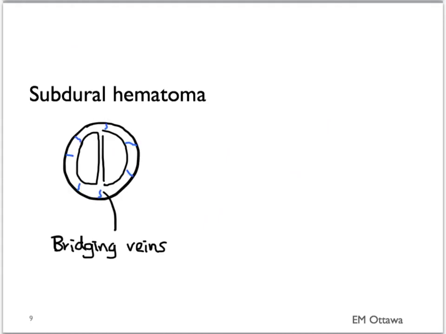Subdural hematomas are bleeding from bridging veins in the dura. When there is rapid acceleration-deceleration of the head, that can shear these veins, causing bleeding. Subdural hematomas can be caused by falls, but no direct head trauma is needed.